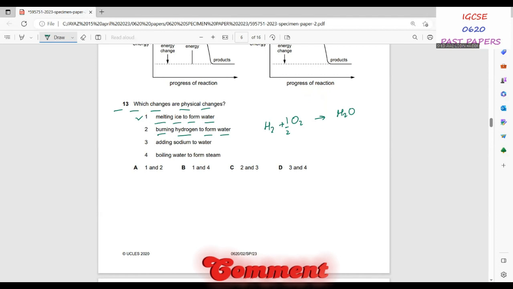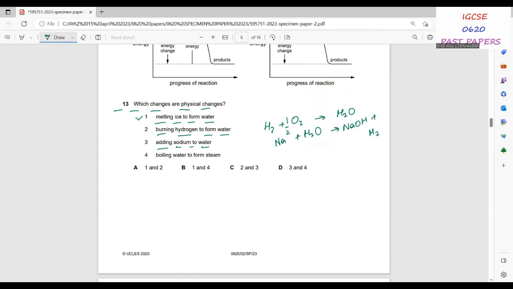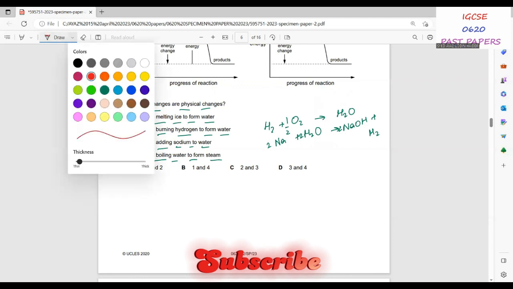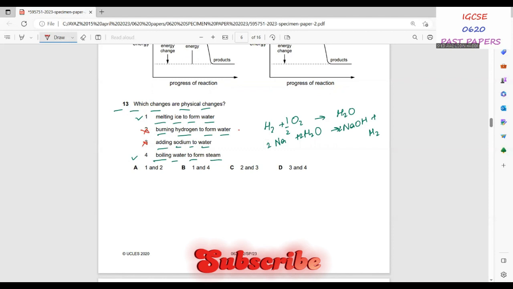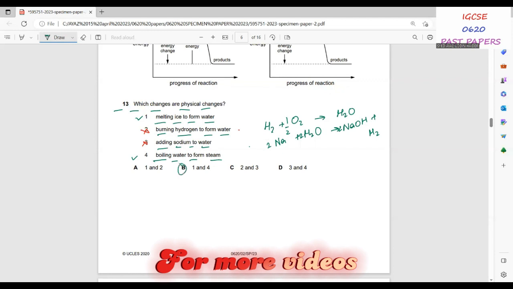Number 3, adding sodium to water. When sodium is dropped on water, it will produce an alkaline solution of sodium hydroxide, and hydrogen gas is released. This is the reaction: Na plus H2O gives NaOH plus H2. Number 4, boiling water to form steam. This is also correct. So both 2 and 3 are incorrect. The only right answer will be 1 and 4. So B will be the right answer for this question.